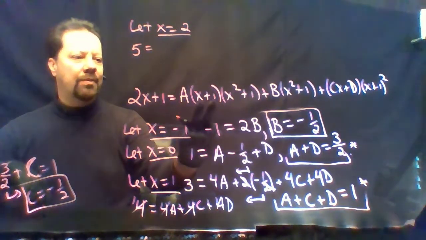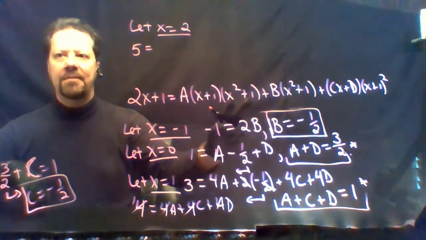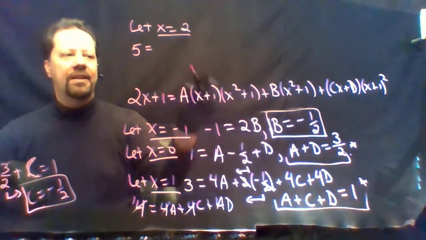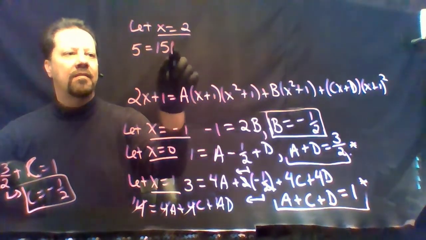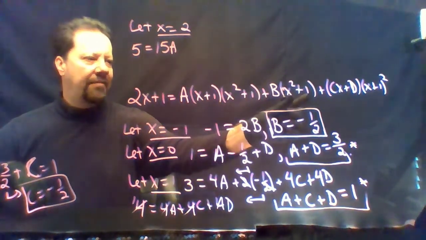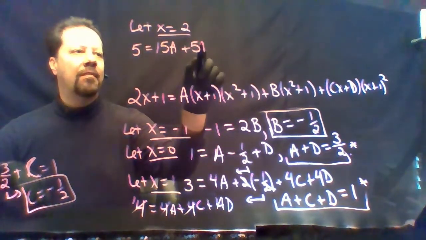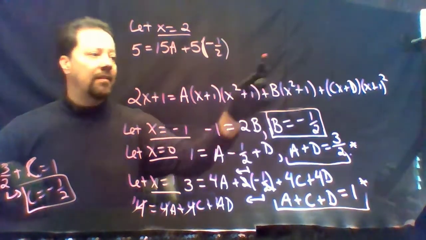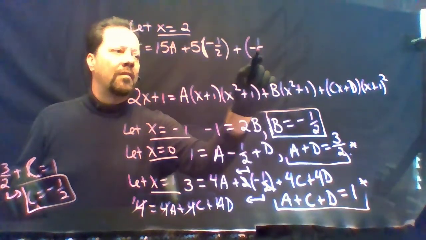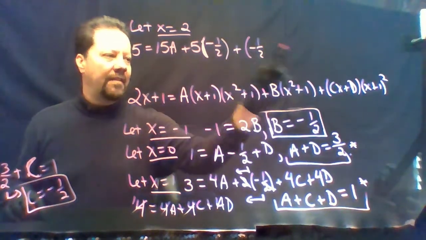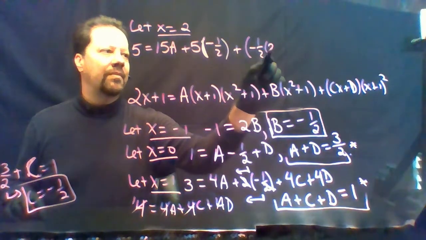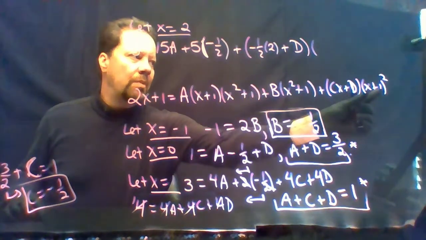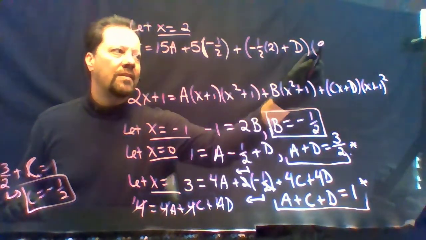Then 5 equals, we'll have 3 times 5. 2 squared is 4, plus 1 is 5. 5 times 3 is 15. We'll have 5b, and we know that b is -1/2. C is -1/2, but we're choosing x equals 2, plus d times 2 plus 1 is 3, squared is 9.